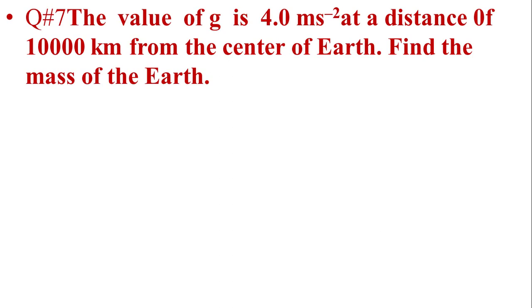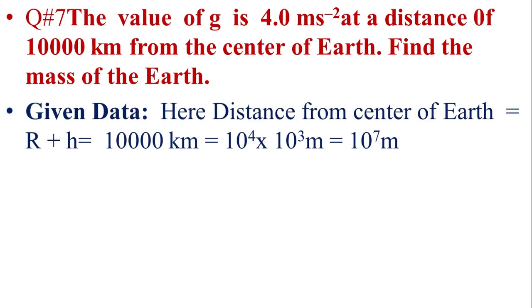In question number 7, the value of g is 4 meter per second square at a distance of 10,000 kilometers from the center of Earth. Find the mass of Earth. Now write the given data.